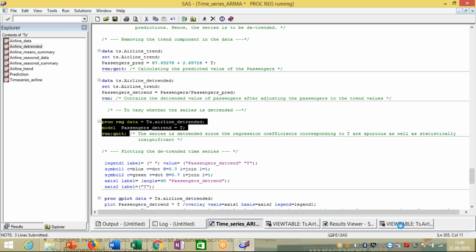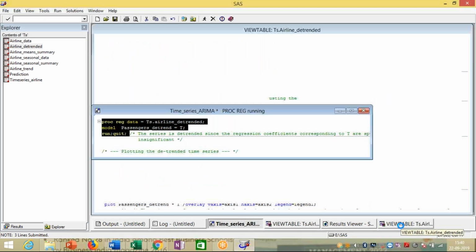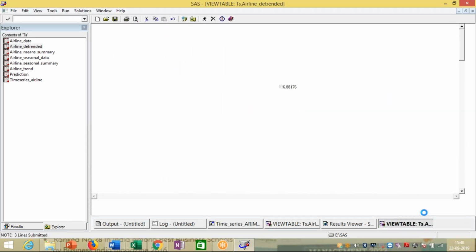You are doing some kind of calibration fix. Yes, you can say kind of. I would not use the term calibration over here. I would say the term adjustment. So I'm adjusting it to the trend.